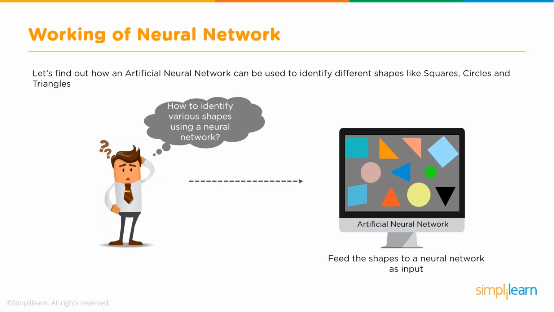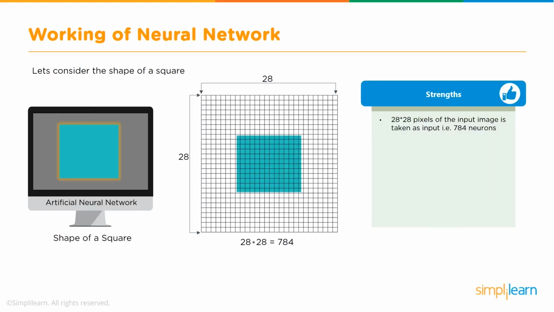Let's take a look at the inner working of a neural network. So how does an artificial neural network work? Can we train a neural network to identify shapes like squares, circles and triangles when these images are fed? This is how it works.